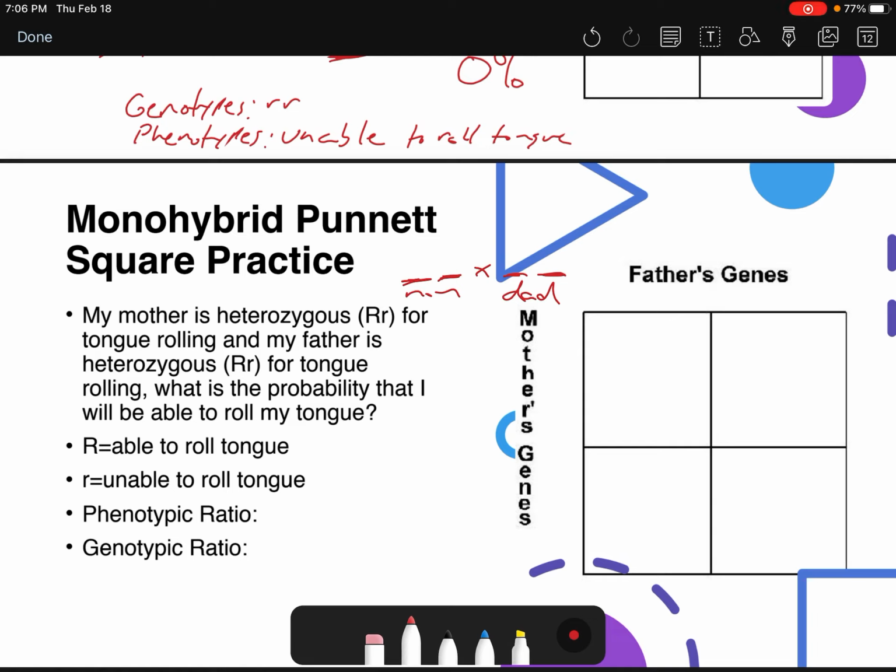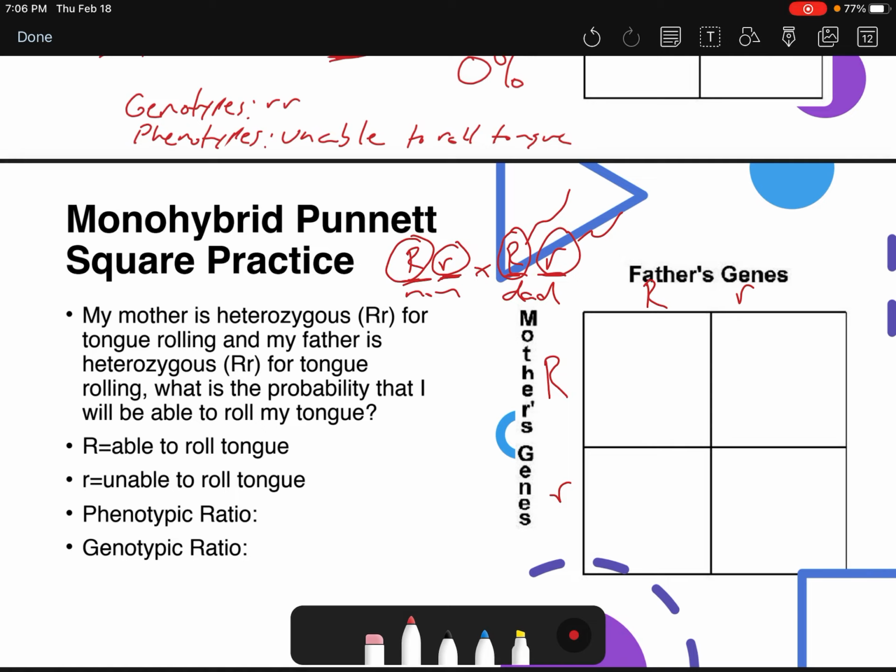And again, we have the same genotype for our parents. So my mom is going to be big R, little r, and my dad is going to be big R, little r. So they're both going to be heterozygous for tongue rolling. So the potential alleles that dad can give, a little r or a big R. The potential alleles for mom is going to be a little r or a big R. So for our mother's genes, we'll put big R, little r. For our father's genes, we'll put big R, little r.